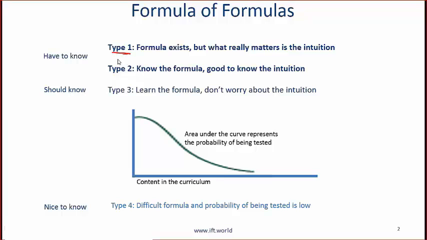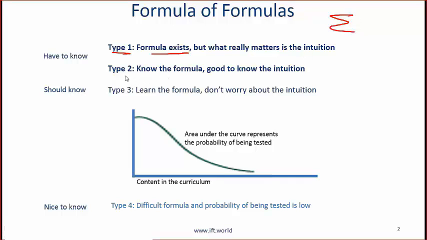So there is type 1 where a formula exists, but what really matters is the intuition. The classic example is net present value. There is a formula for NPV, but if you are remembering NPV through the formula, then there's a problem. What I really want you to do is intuitively know what NPV is and use the calculator, but don't think in terms of that summation formula and so on. You just need to know what it is. I don't want you to be remembering that formula because it should just be a part of you.